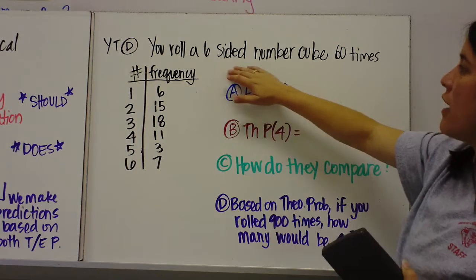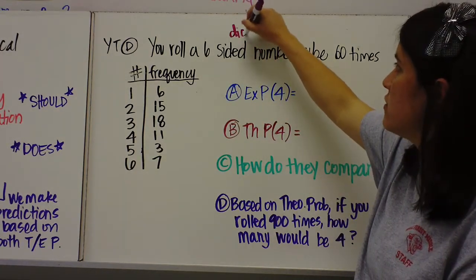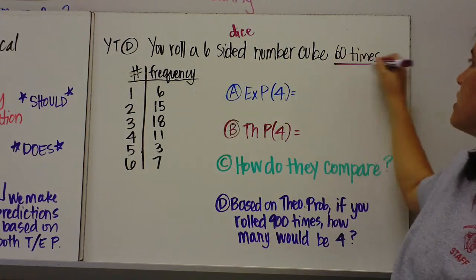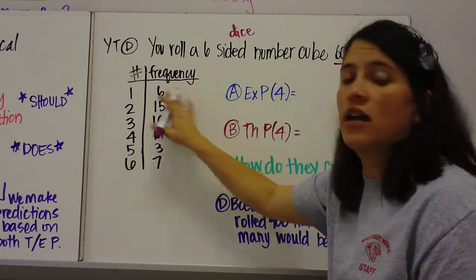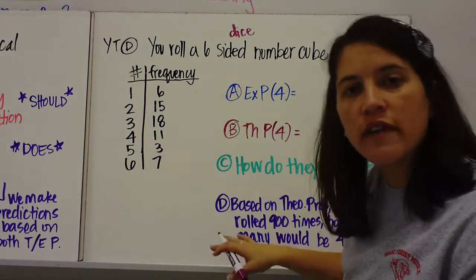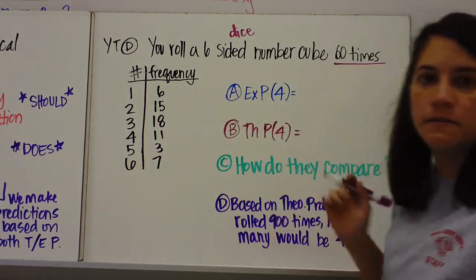All right, so you try. You roll a 6-sided number cube, which is really just a dice. You roll a 6-sided number cube 60 times, and here is your data. You rolled a 1 6 times, a 2 15 times, you rolled a 6 7 times. So I want you to try these questions, press pause, and then when you're ready to hear the answers, press play.